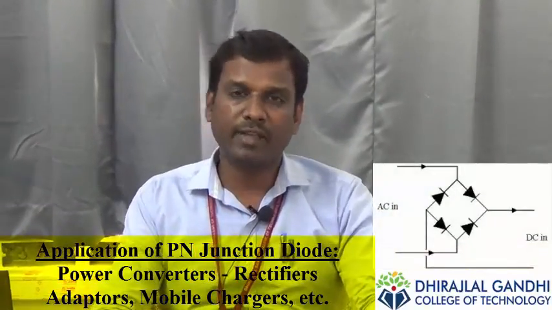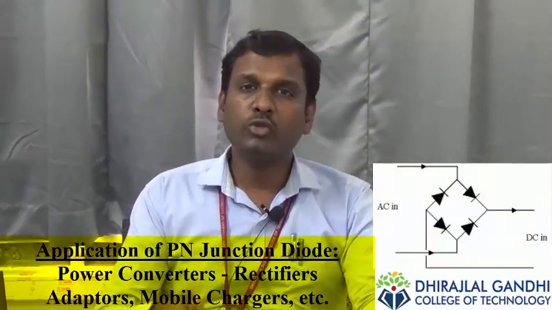So far we have seen the PN junction diode operation, construction details and characteristics. The PN junction diode is widely used in power conversion areas. The main application is in rectifiers, which are used to convert an AC source into a DC source. For example, in an adapter or a cell phone charger, there is a diode inside.